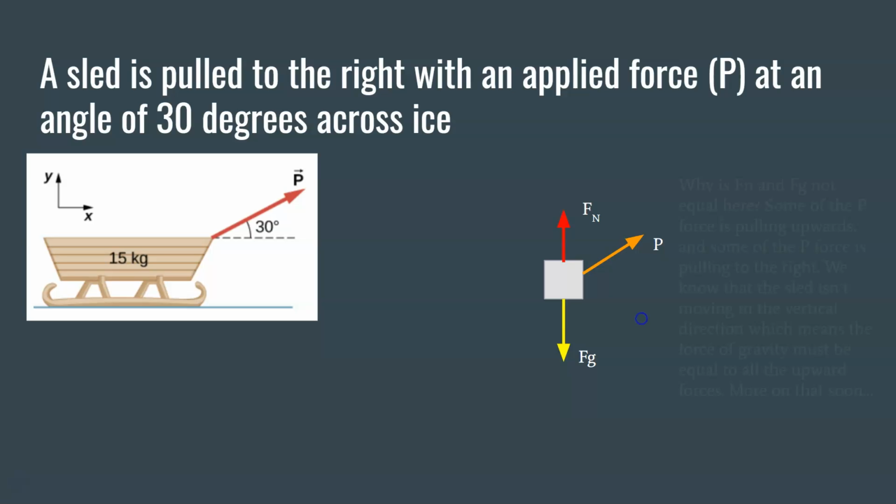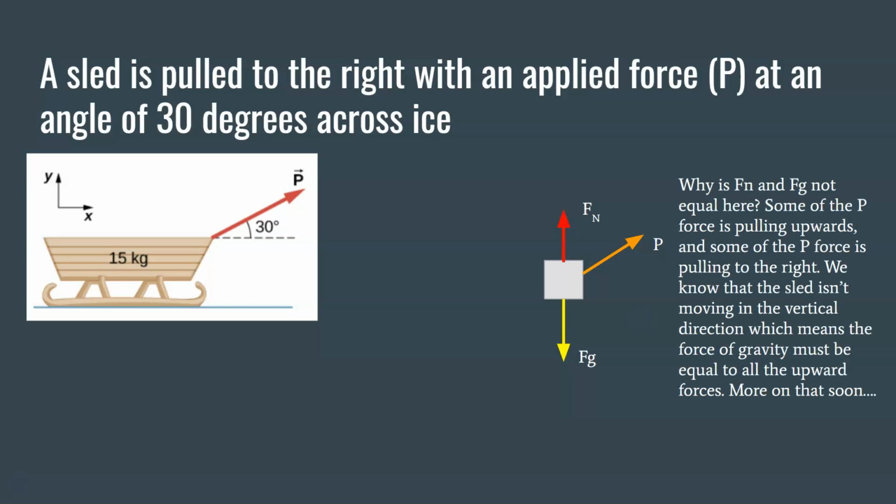My tick marks, I can't say that the normal force and the force of gravity are equal here, because I know if I'm pulling a sled at that angle, part of that is pulling the sled upwards and part of that is pulling the sled to the right. And so I know that we're not moving in the vertical direction. And so the force of gravity has to be equal to all of the forces that are acting in the upward direction, which includes the piece in the y direction of the applied force P. I'm getting at components here.